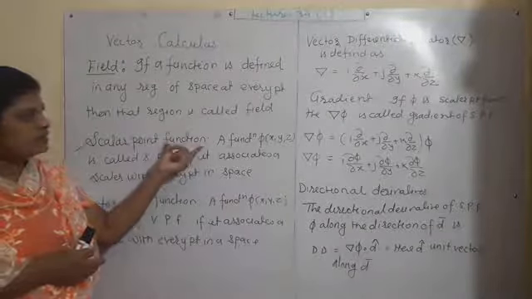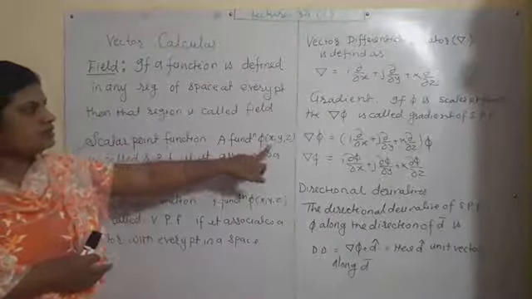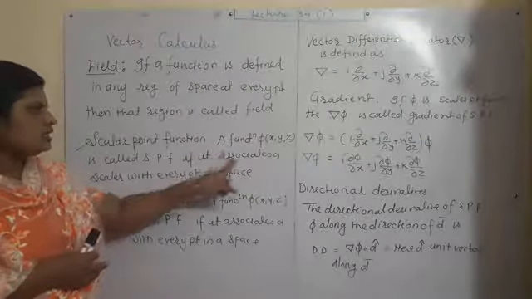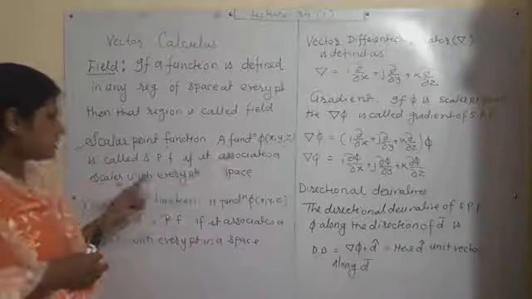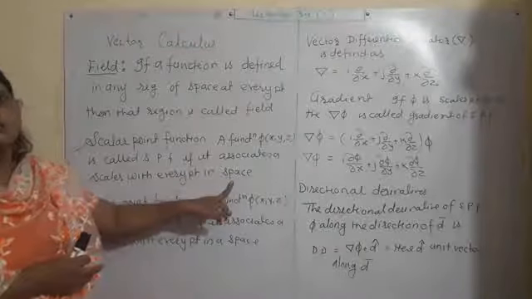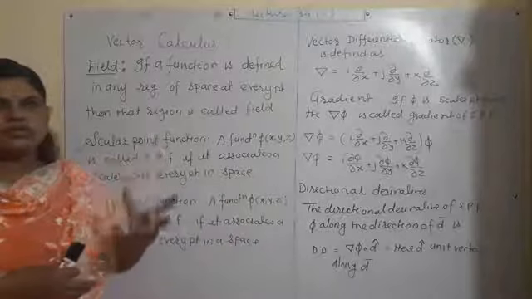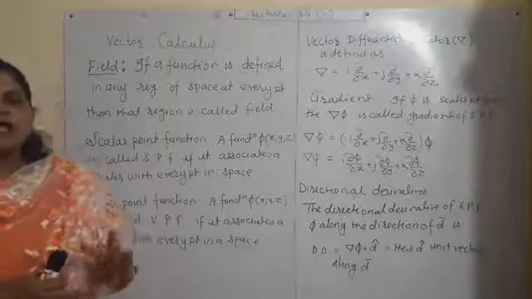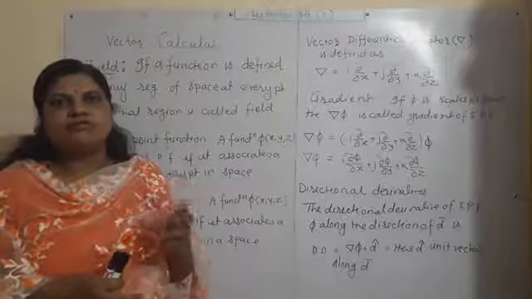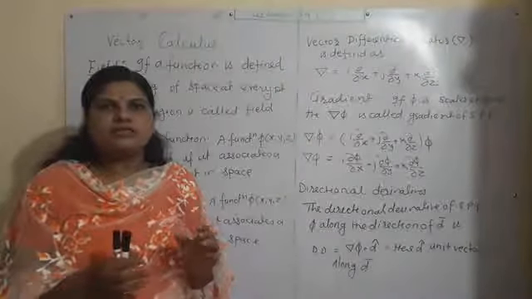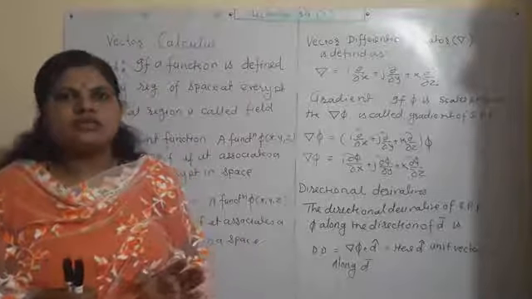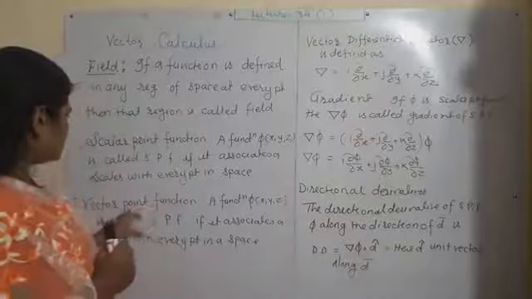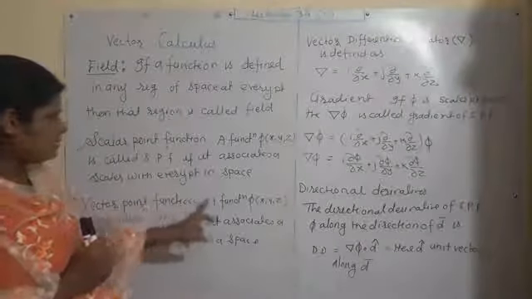Now how do we define the scalar point function? The function phi of x, y, z is called a scalar point function if it associates a scalar with every point in a space. If that function produces a scalar with every point in a space, that is called a scalar point function. An example is the temperature distributed in a body. Next is a vector point function.